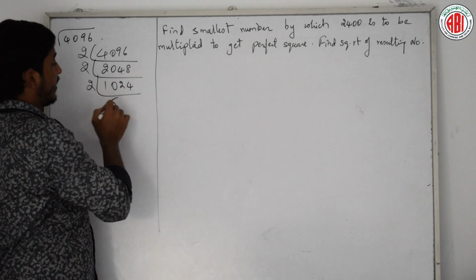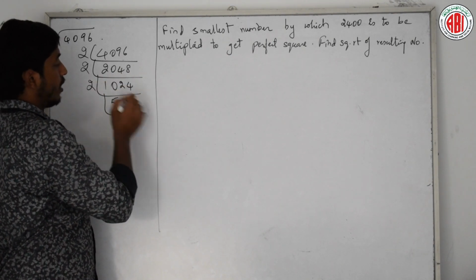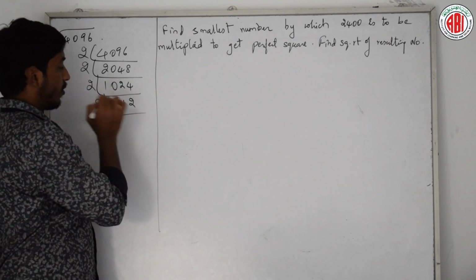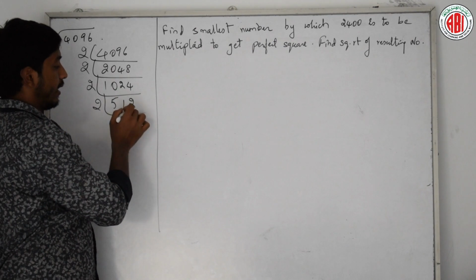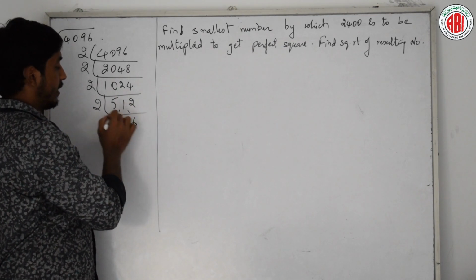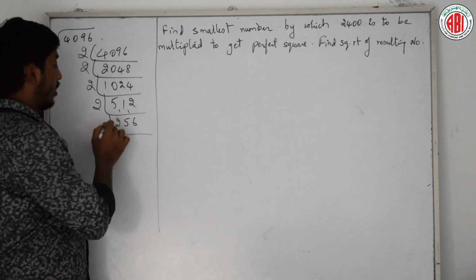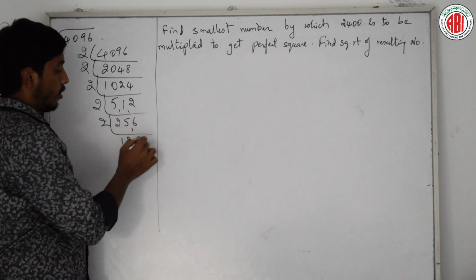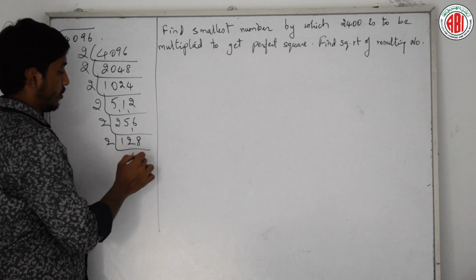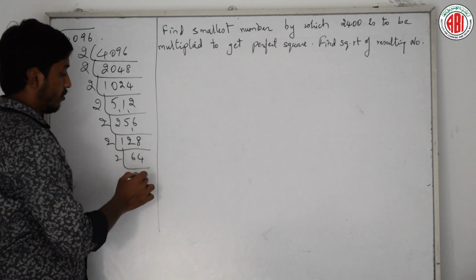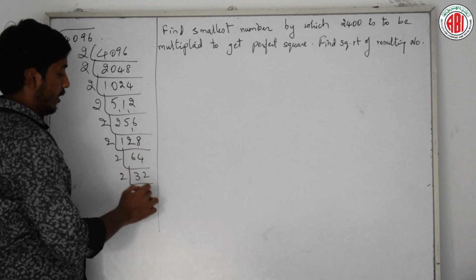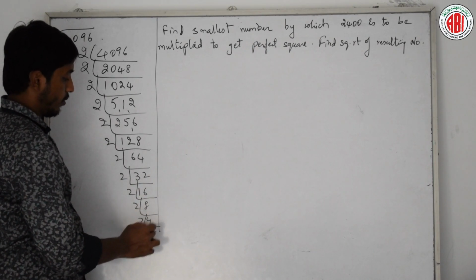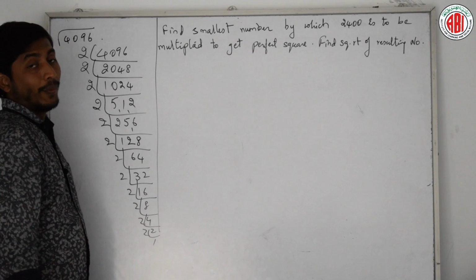Again 2 5s are 10, 2 1s are 2, 2 2s are 4. The next 2 2s are 4, 1 will be left, 2 5s are 10. Then next 1 will be left, 2 6s are 12. Okay, 2 1s are 2, and the next 2 2s are 4, 2 8s are 16. Again 2 into 64, 2 into 32, 2 into 16, 2 into 8, 2 into 4, and 2 into 2, then last 2 into 1.